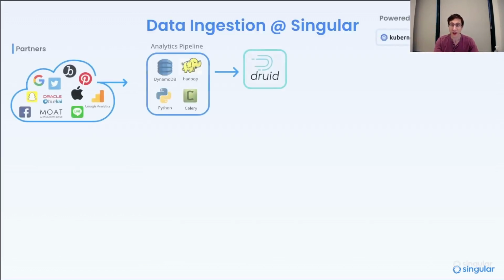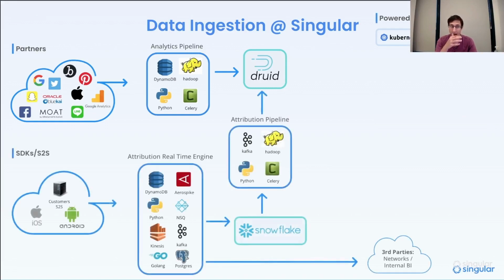So data ingestion at Singular has a few different flows. We have our analytics flow, which works through batch, and it's what gathers data from third-party services and ingests it through batch ingestion into Druid. Additionally, we have our attribution real-time engine. That's the part that gathers stuff from mobile events and so on, and ingests it through some large real-time pipeline that eventually reaches Druid through Druid's real-time ingestion.